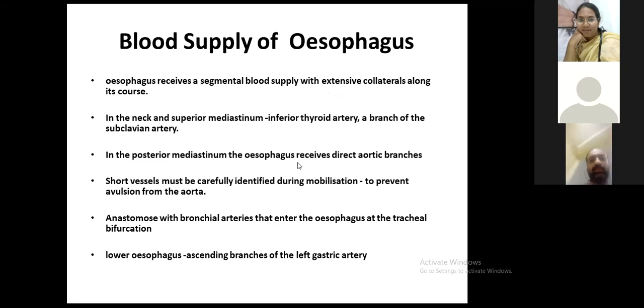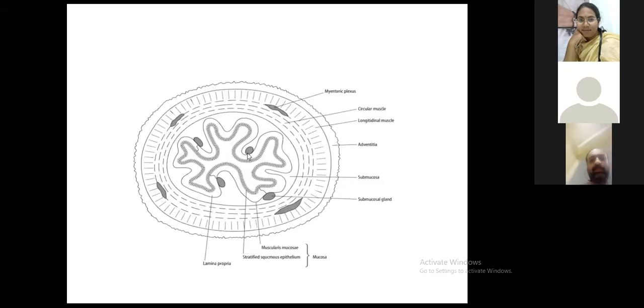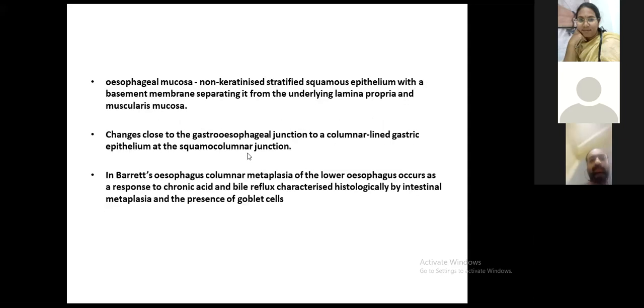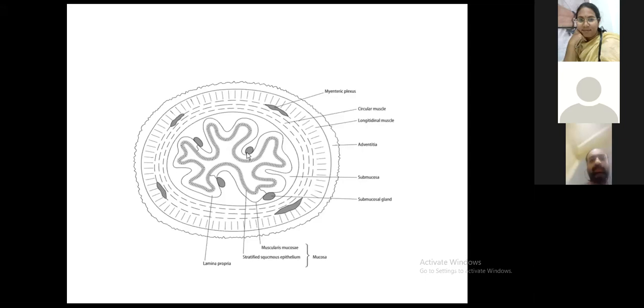So, sir, any questions here? Just go back to what you said about the layers. Yes, sir. That's how it is different from the rest of the bowel, that there is no serosal layer. Instead, there is only adventitia.